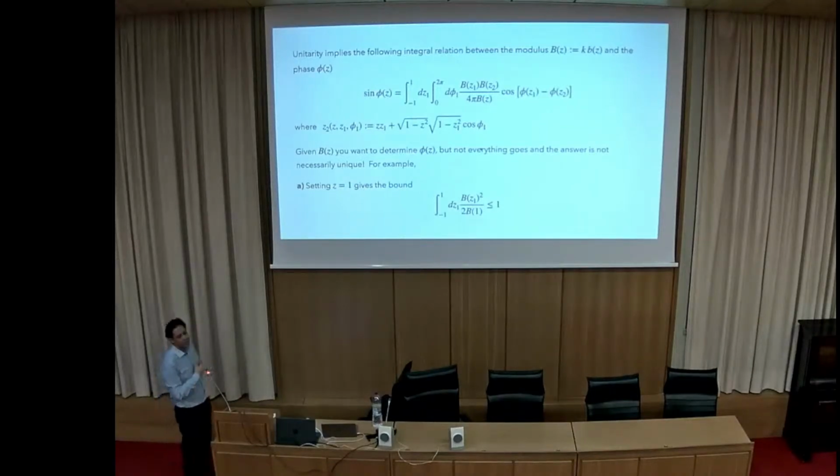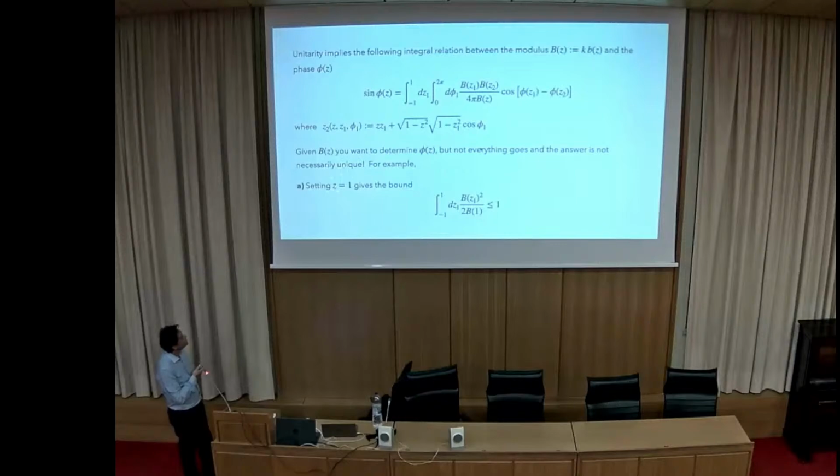Notice that this equation is not the most complicated equation you have ever seen, but it's also not the simplest one. For example, here you see I integrate over z1 and phi 1. Z2 depends both on z, which is the external parameter, z1 and phi 1 in this particular way. So now you can ask, can I give you any b and you will get a phi? And the answer is no.